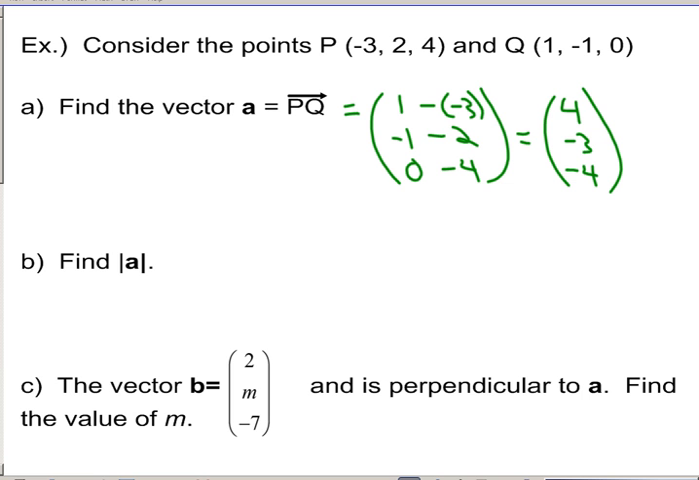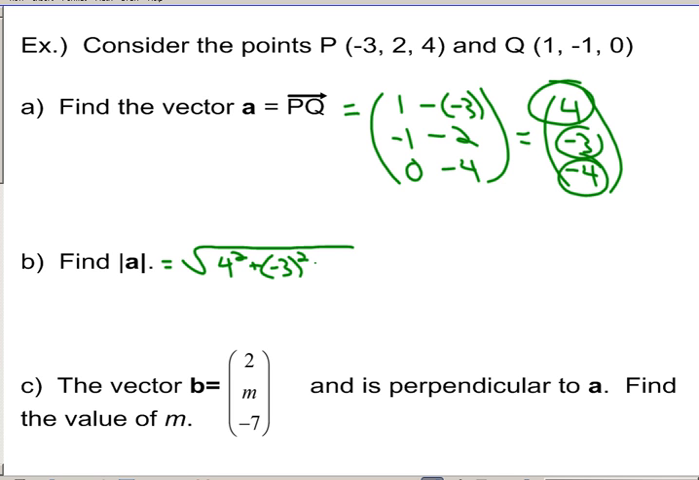Finding magnitudes would be another basic skill that you need to make sure you can do. So we've got this vector a here, and when we see these absolute value type signs, they mean magnitude. So our magnitude formula told us it's the square of the first number in your vector plus the square of the second number plus the square of the third number. And we're square rooting the whole thing. It comes straight from Pythagorean theorem. So we'd get 16 plus 9 plus 16, or root 41 exactly.